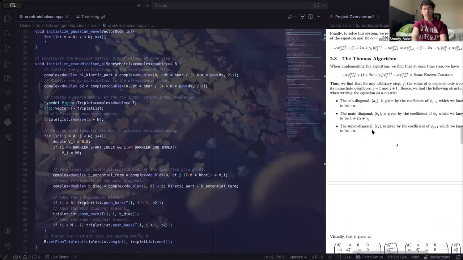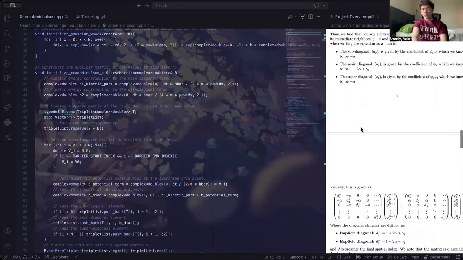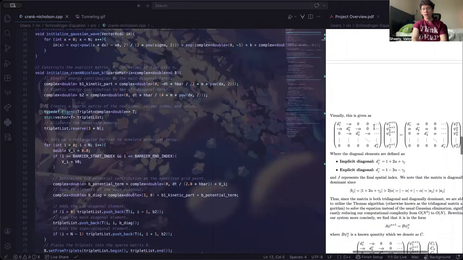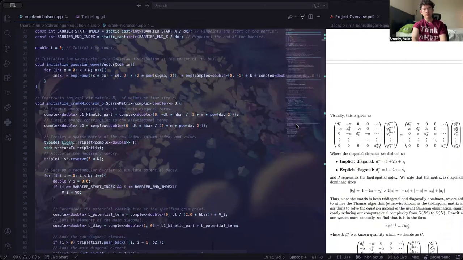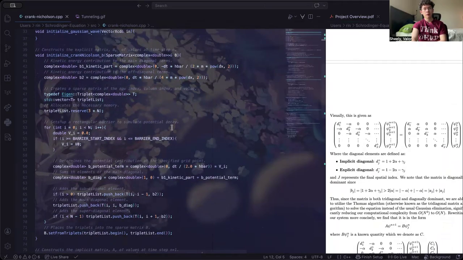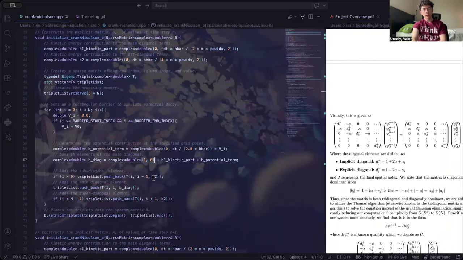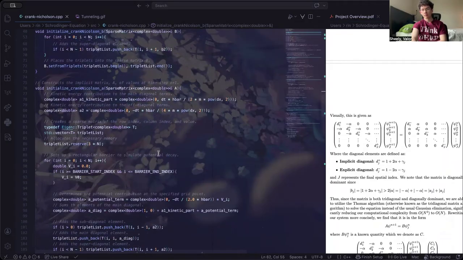After this, we notice that, as I said here, we can write this as a matrix equation where we have the explicit matrix here, B, and the implicit matrix here, A. So we're initializing our explicit matrix here, B, in this code, and our implicit matrix A here.